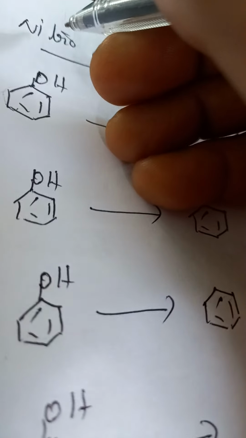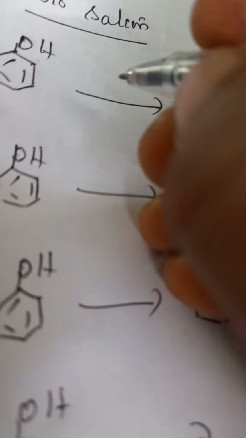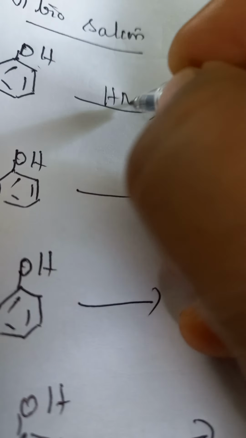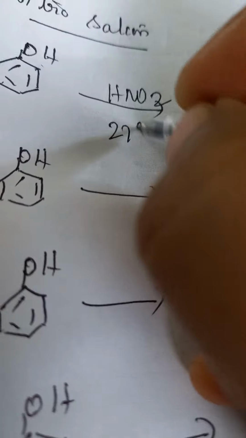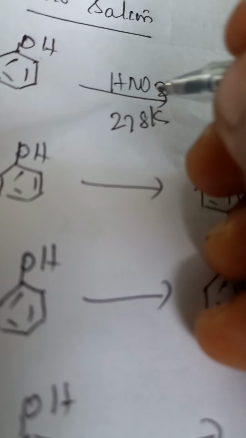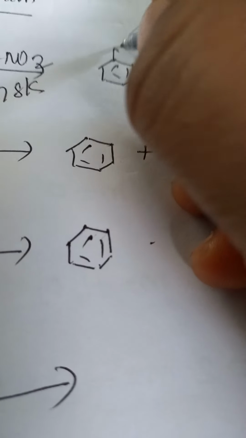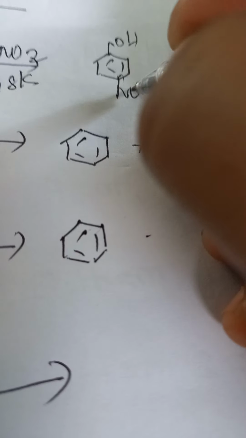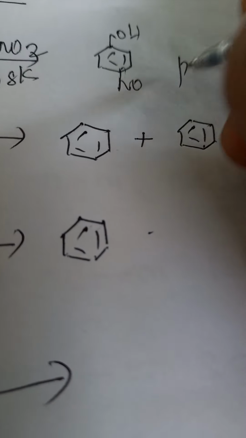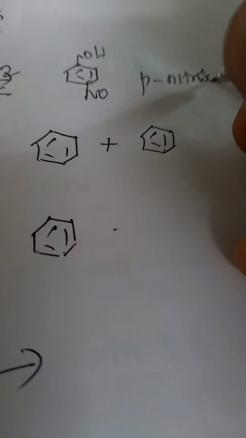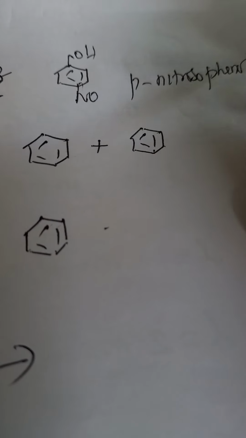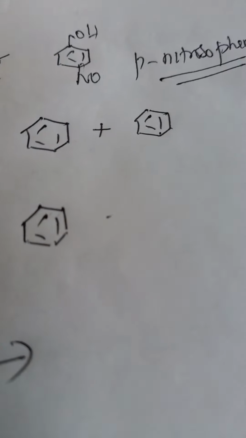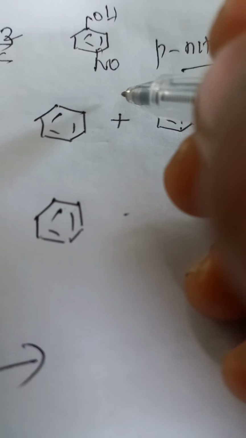So the first one is nitrosation. Phenol is treated with nitrous acid, HNO2, at 278 Kelvin. The NO group is substituted in the para position relative to OH. So we get para nitrosophenol. In the para position it is substituted.